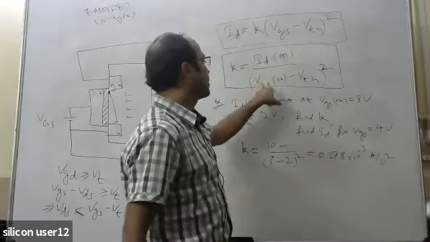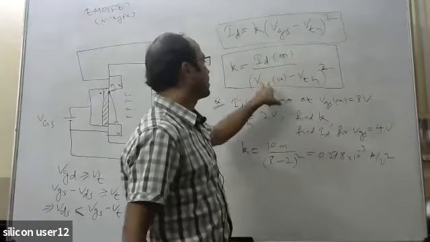So your ID equal to, as for this K value, you write down 0.278 into 10 to the power minus 3 into VGS minus VTH whole square. Okay. So second bit, it is asking to find the ID for VGS equal to 4 volt. What you'll do is, in place of VGS you put 4 and in place of VTH you put 2.